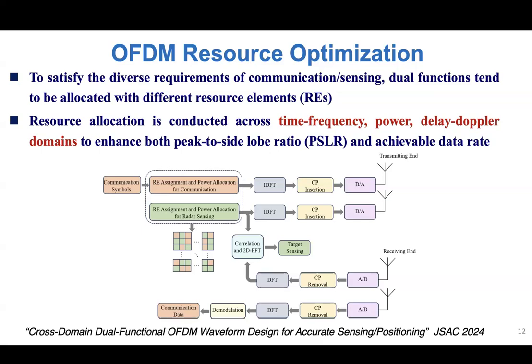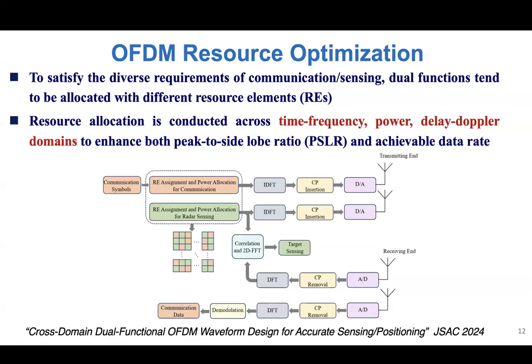Basically, we try to satisfy the diverse requirements of communication and sensing, and we design the dual-function signals to be allocated different resource elements. The resource elements are designed in the time domain, power, and delay-Doppler domain to enhance both the peak-to-side lobe ratio and the achieved data rate. So basically, this is a block diagram. Here we try to balance the peak-to-side lobe ratio and the achieved data rate.